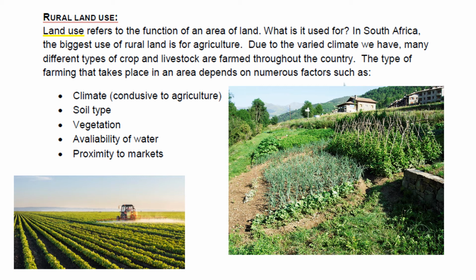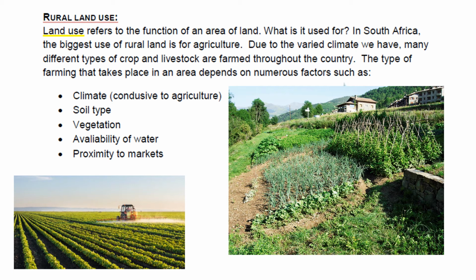So as far as crops are concerned and livestock, we have numerous different ones that we can farm within this country. Things that would dictate what farming happens is obviously the climate, the type of soil that's there, vegetation, the availability of water is a huge thing. Without water, crops are not going to do it. And then proximity to markets.